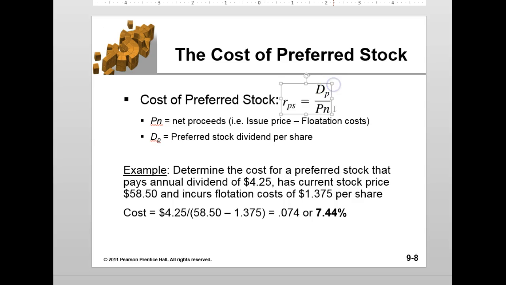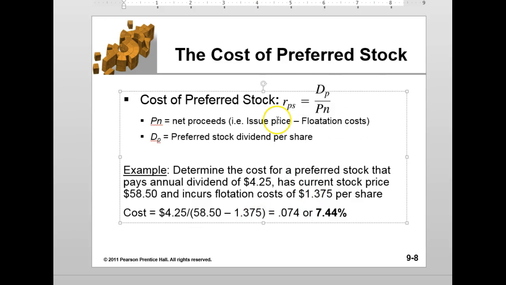So this is the dividend, and this is the preferred stock. So now we have to get the preferred stock back to net proceeds. So let's look at this. We have a dividend of $4.25. This is the stock price, current price, minus a flotation cost of 1.375. So you do this calculation and divide this into the dividend, and you find out that the cost of that preferred stock, okay, cost of our stock to us is 7.44%.